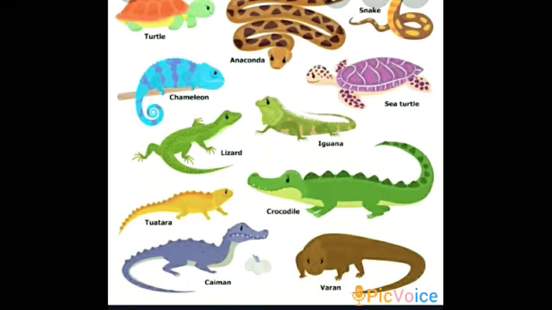Reptiles. Reptiles are vertebrate animals that include all kinds of lizard, tortoise, turtle, snake, crocodile, etc. And their body is covered by a hard, dry, scaly skin. And most reptiles lay eggs. We know fish and amphibians also lay eggs, but they lay eggs in water.